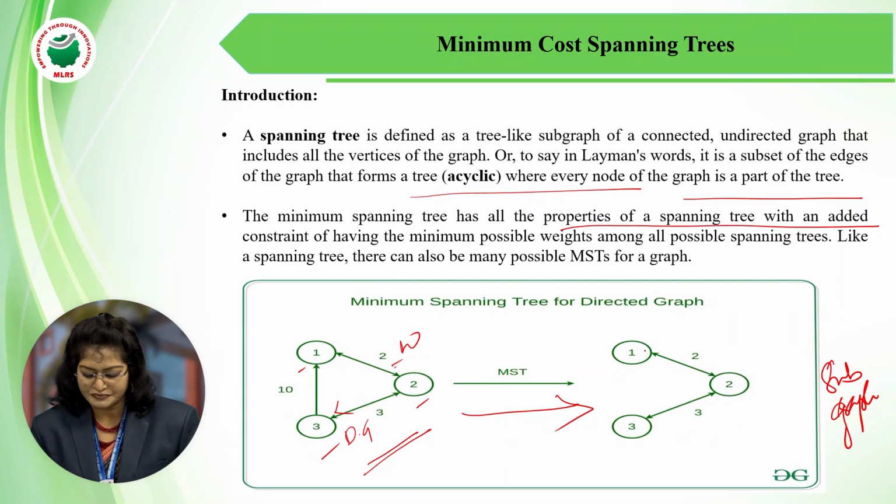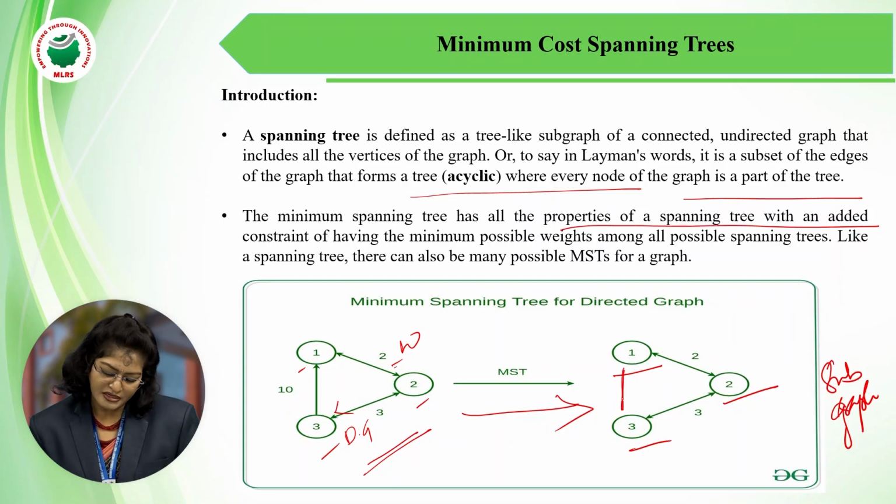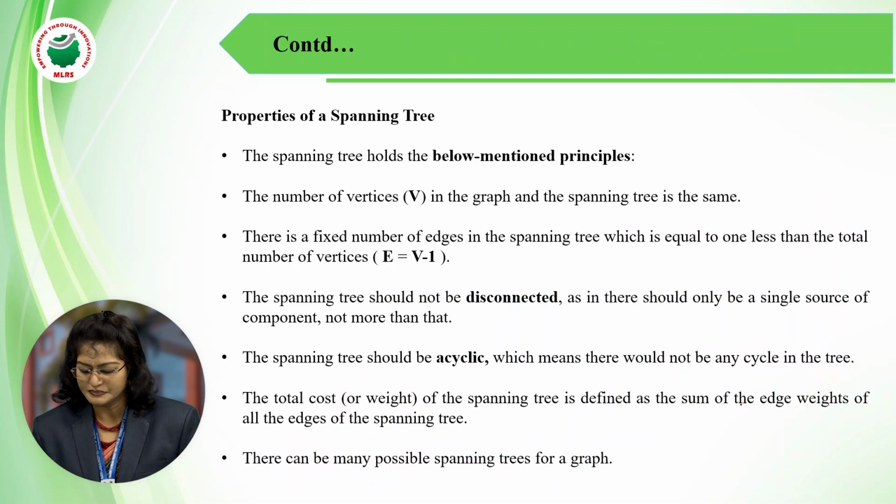Here we have 1 connected, 2 connected, and 3 connected. We have not connected the rest because it should be acyclic. It should not be in the cyclic format. All right, so that's why we have taken it here. So this is an example.